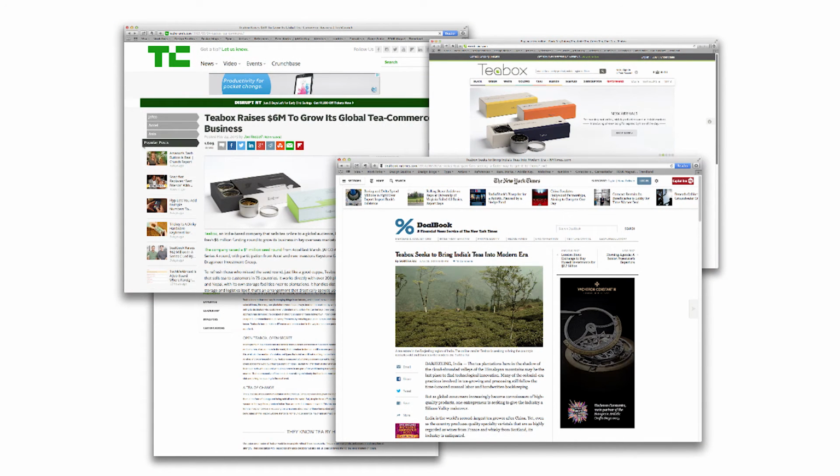So T-Box is a tea e-commerce company based in India. They got a lot of really great reviews in the blogosphere, mostly in the tech section of different blogs. The genius of T-Box was that it expedites the time of tea shipping, meaning from the time the tea is picked up from the tea garden to a consumer, by hundreds of times.